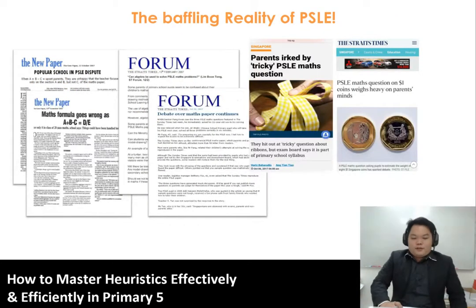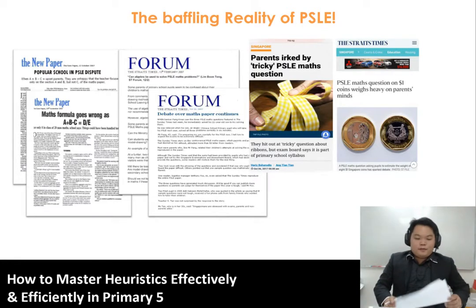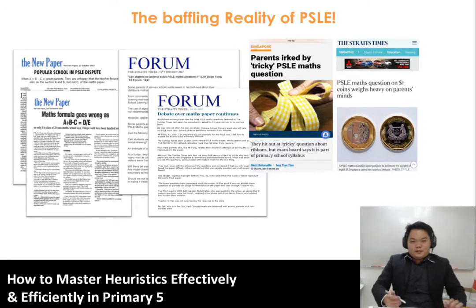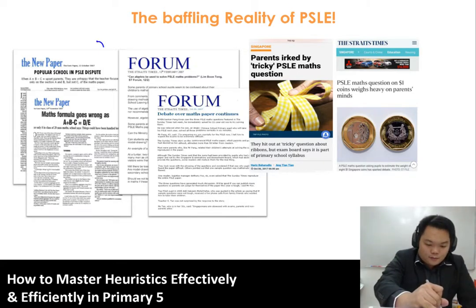So let me talk about the baffling reality of PSLE. All these are newspaper articles that we've collected over the years. Now let me talk a bit about these 2 articles first.